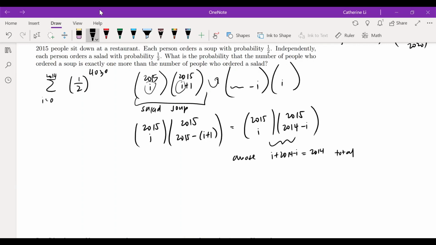And each time we're choosing from 2015 things. One way that we can think about this is that, let's say we have 4,030 objects, and then we split this into 2015 and 2015. And out of these 4,030 in total, we want to choose 2014 things.